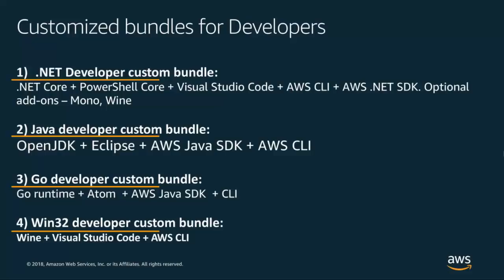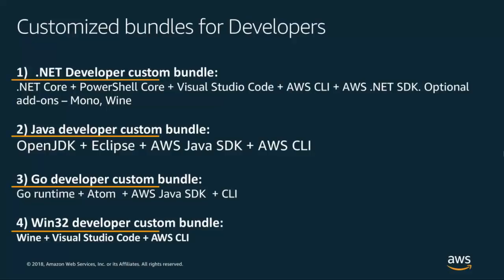The second type of developer, which is very, very common, is a Java developer. Generally, Java developers need OpenJDK, Eclipse, AWS Java SDK, and AWS CLI. Now, OpenJDK, I would like to call out, is already prepared inside our Army, so you don't have to actually add anything there. The rest of the tools you will probably have to add, and so is AWS CLI. AWS CLI is already present in our Army.